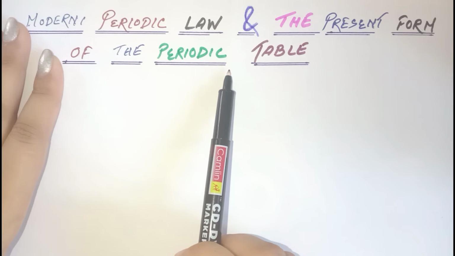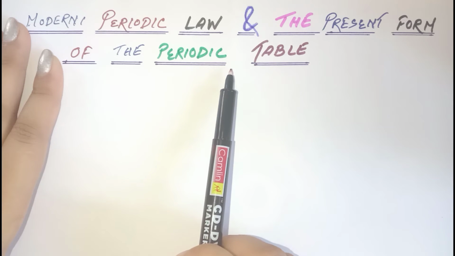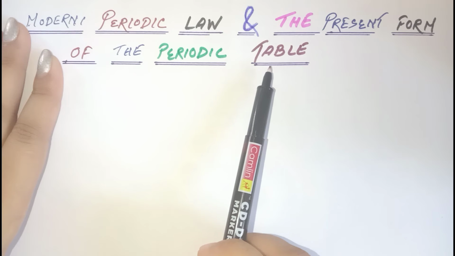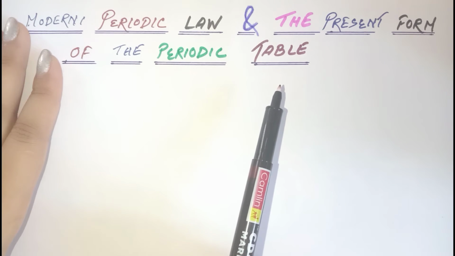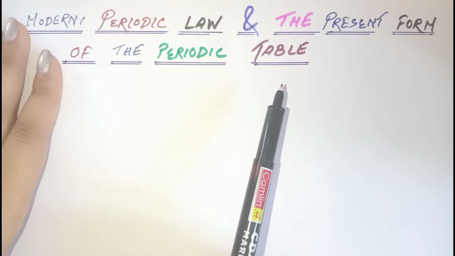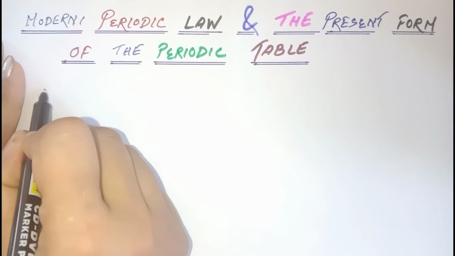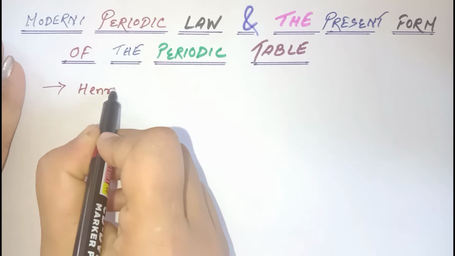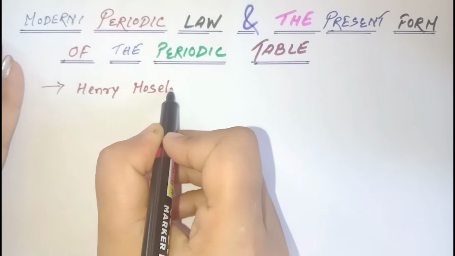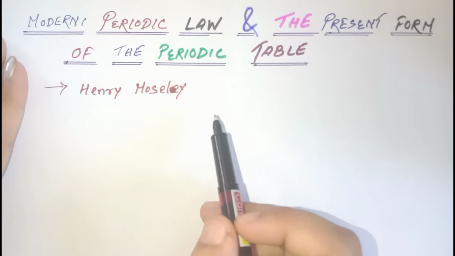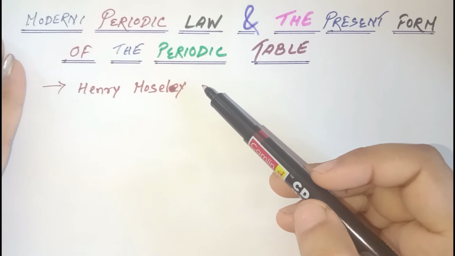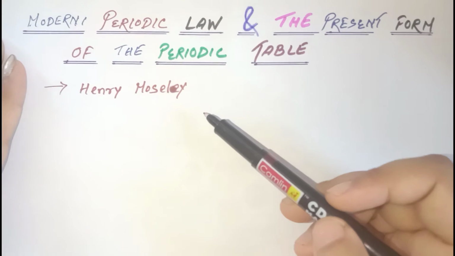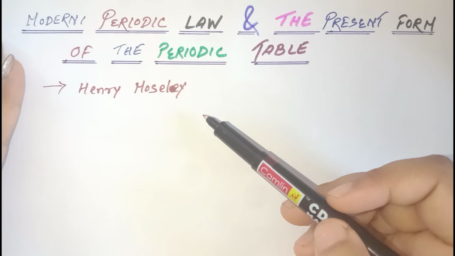Hello students, in today's video we will discuss the modern periodic law and the present form of the periodic table. We will see how the elements are arranged in a particular group or period. So the scientist who gave the idea about the modern periodic law was Henry Moseley. Henry Moseley gave the concept of atomic number instead of atomic weight.